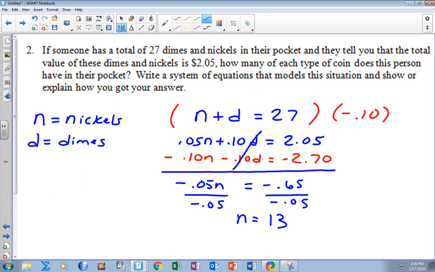So if they have 13 nickels in their pocket, then how many dimes do they have? They have 27 total, so they have 13 plus D has to equal 27, right? So then D equals 14. So they have 13 nickels and 14 dimes.